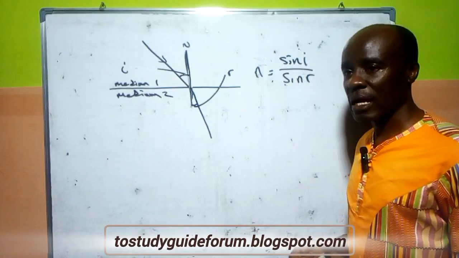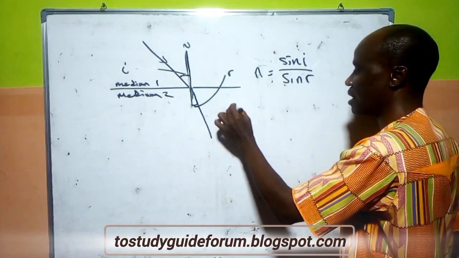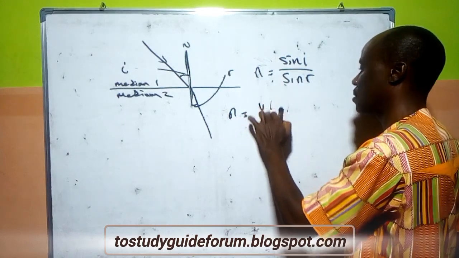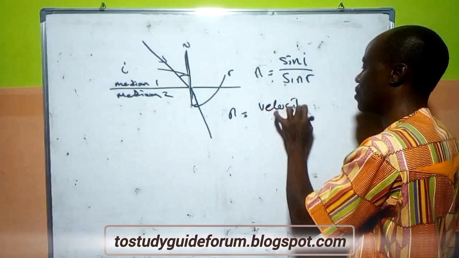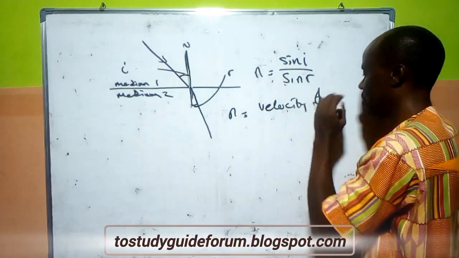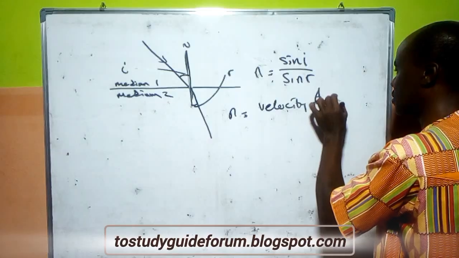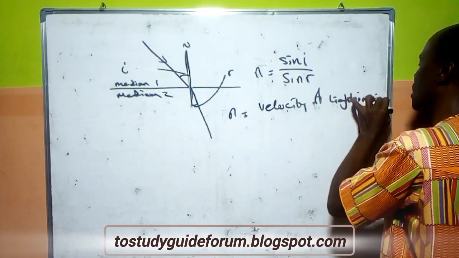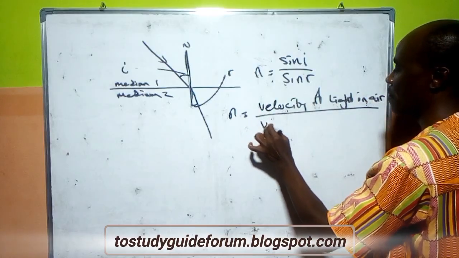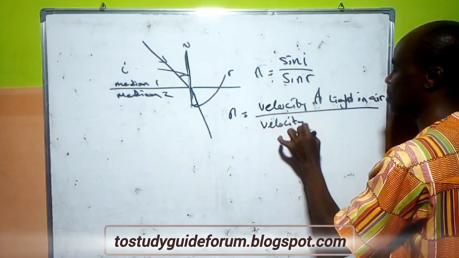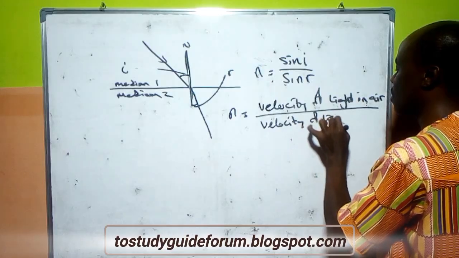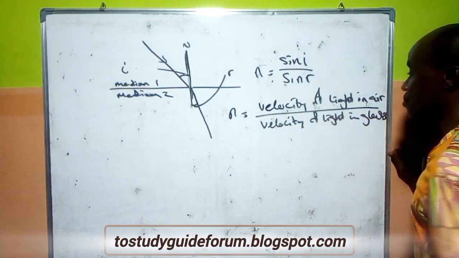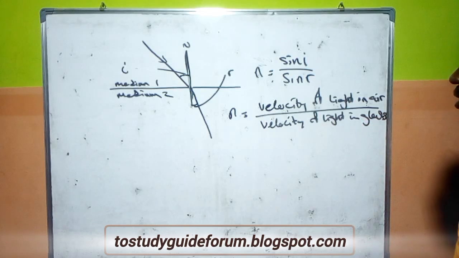Refractive index can also be calculated using the speed of light. In that case, we say velocity of light in air over velocity of light in glass. This also will give us the refractive index.